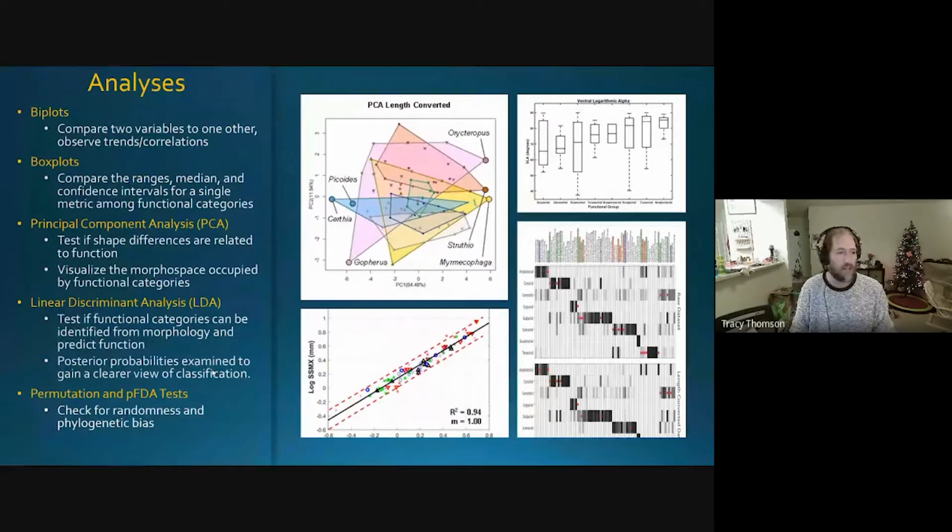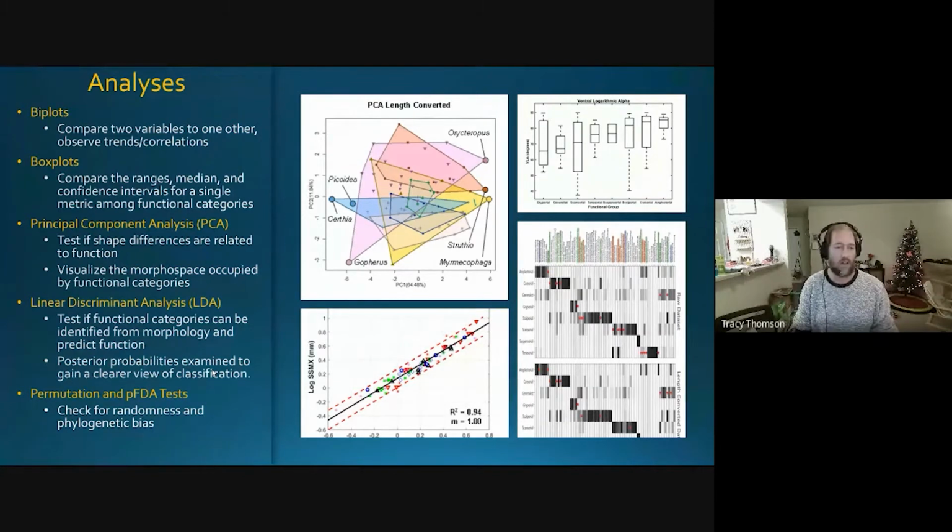Here are all the various analyses that I did. I'm not going to go into how all of these work. The biplots and the box plots are pretty self-explanatory. You're just comparing two variables and looking at it, and we won't look at too many of those. The principal component analysis just looks at shape difference. It takes all the measurements of the claws, and the computer works out how you can best separate those measurements, or how to best represent those shape differences in two-dimensional space.